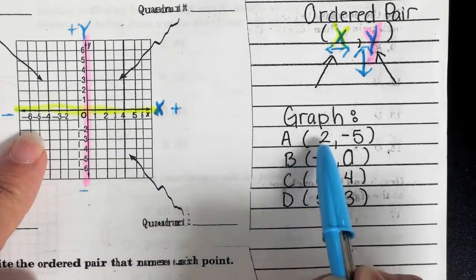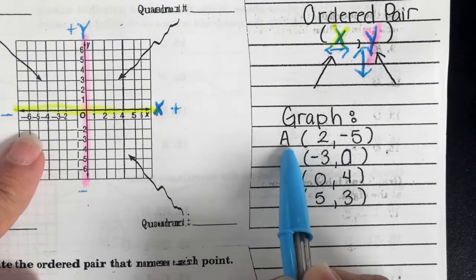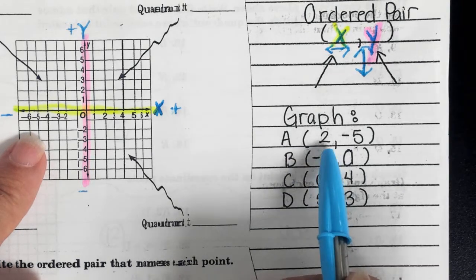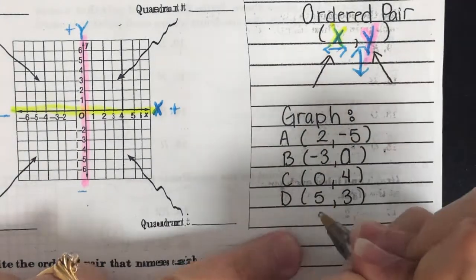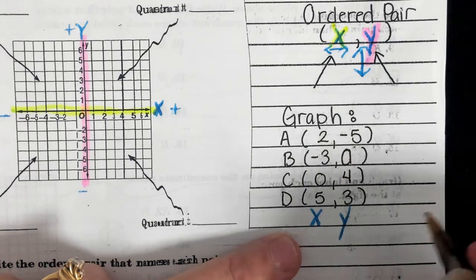Okay, so if I look at A here, this is the name, so this is like its name, letter A. It's kind of silly, but that's what they do. And they want us to put a dot, or a point, at 2, negative 5. Now, my first one's always x. My second one's always y.